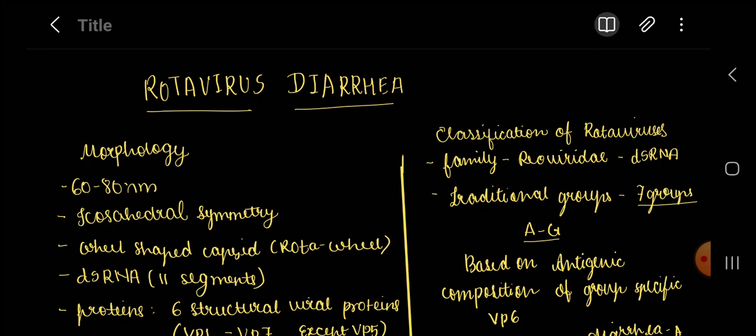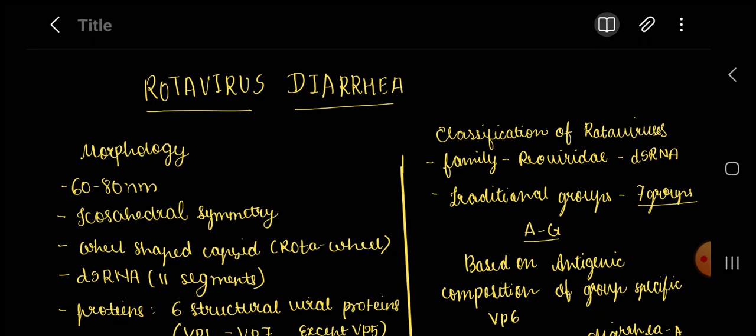Its morphology tells us that it is 60 to 80 nanometers in size, which can be seen with electron microscopy. It has icosahedral symmetry. It has a wheel-shaped capsid which is 3-layered, and its name has rota in it. Rota means wheel in the Latin language. It is a double-stranded RNA virus which has 11 segments.